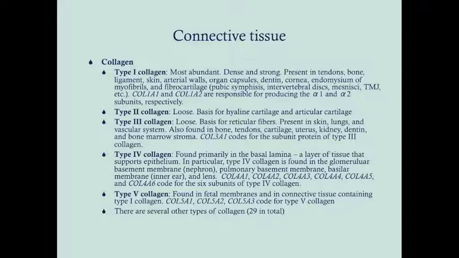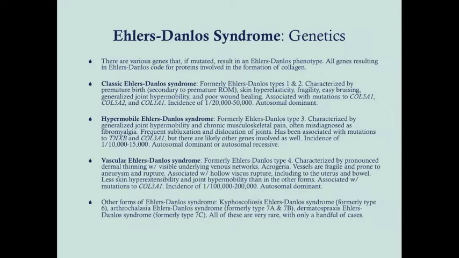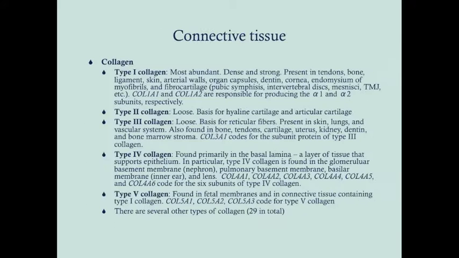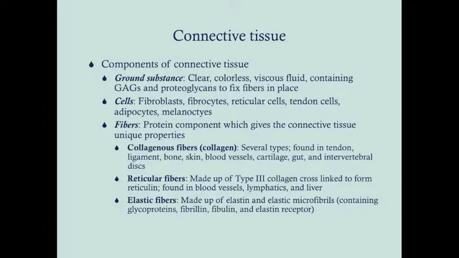Okay, so I think that's all I want to talk about as far as collagen. And just to add here, blood and lymph are also considered components of connective tissue, but they don't contain fibers. They contain plasma, which could be considered equivalent to ground substance, and they also contain cells, but they don't contain the fibers.